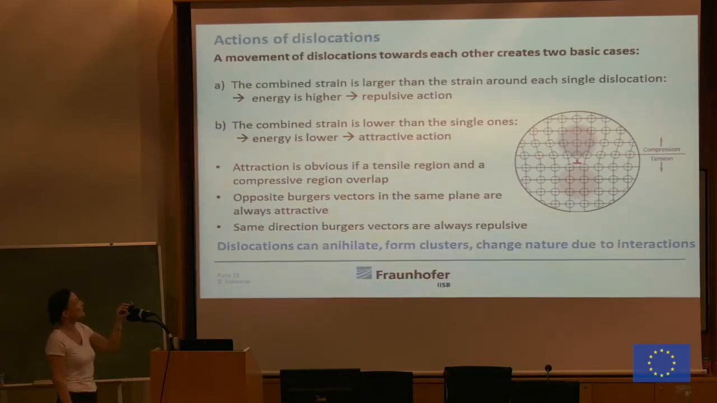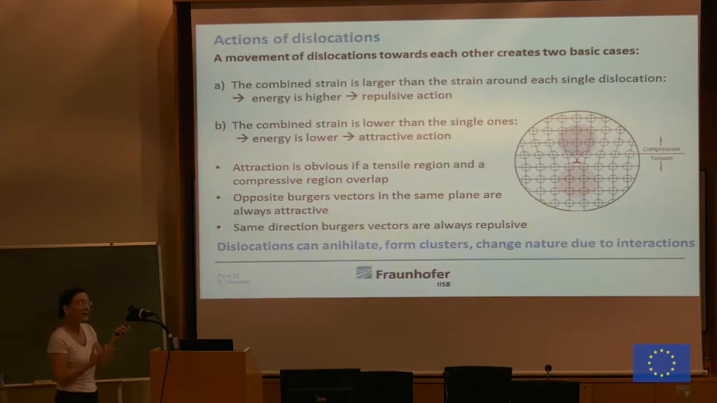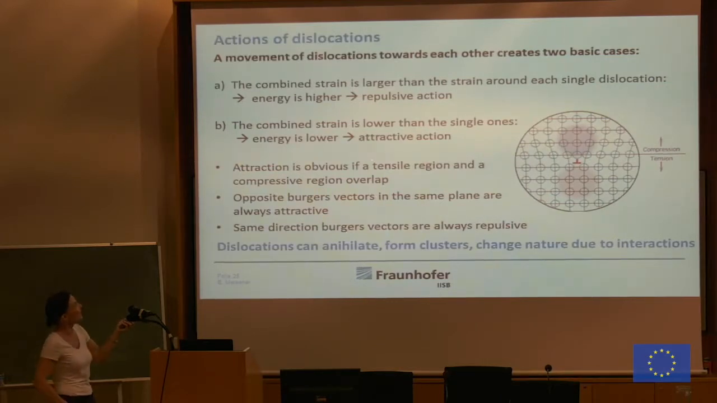So if you have the combined strain field and it's larger than any of the singular strain fields, you will have a repulsive action. Whereas if you have a lower strain field in the combination, which is lower than any of the single ones, you will have an attractive action. What is always true is that you have obvious attraction if a tensile region approaches a compressive region, of course.